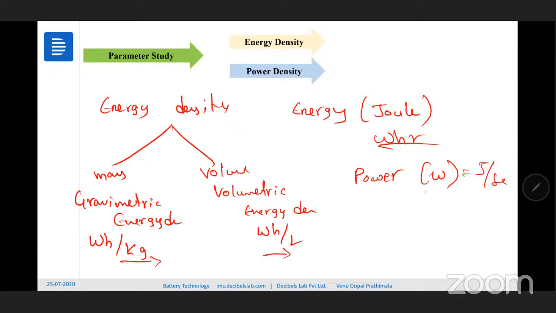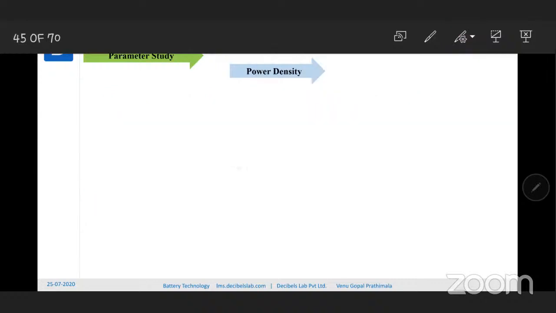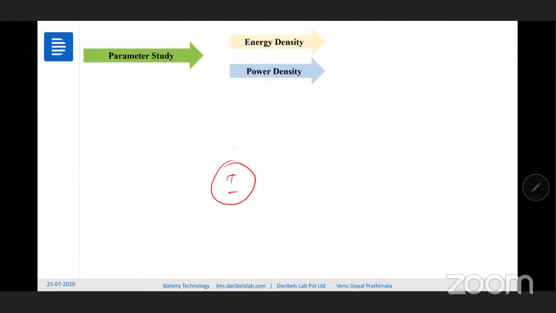So what many people will think is the amount of energy that can be drawn at a particular point of time. But the exact meaning of power is that it's a measure of internal resistance. So if you're measuring the power, we are measuring the internal resistance. Because let's say we are having a circuit. So this is your battery. So these are the terminals. So here we are having an open circuit voltage of 3.6 and a cell capacity of 2 amp hour.